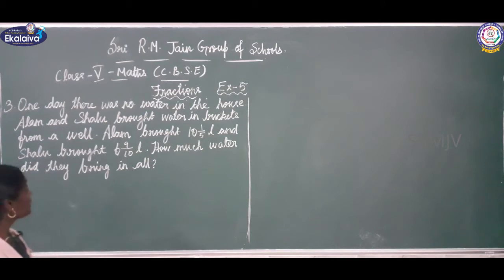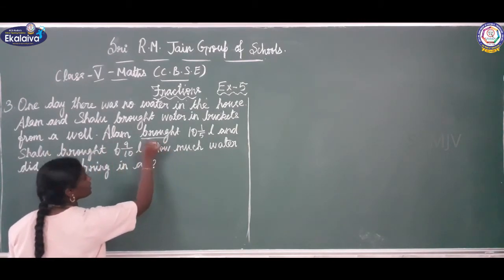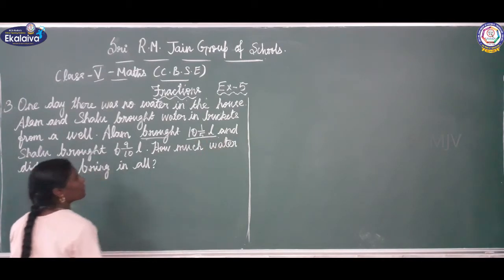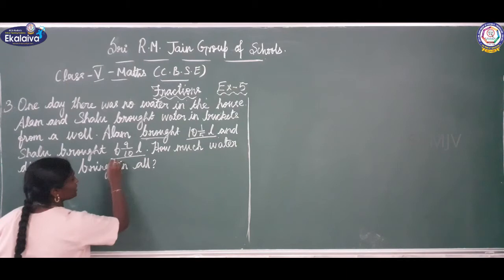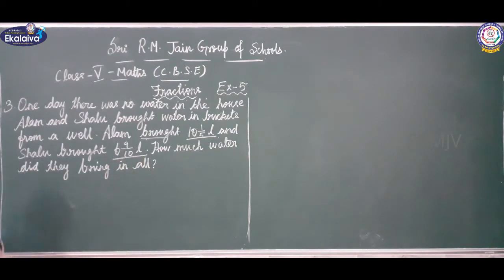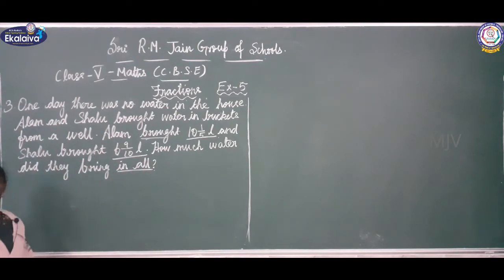The next question. One day there was no water in the house. Alam and Shalu brought water in buckets from a well. Alam brought 10 1 by 5 liter of water and Shalu brought 6 9 by 10 liter of water. How much water did they bring in all? In all is a clue word for addition. So to find the capacity of water they brought in all, we have to add these two capacities.